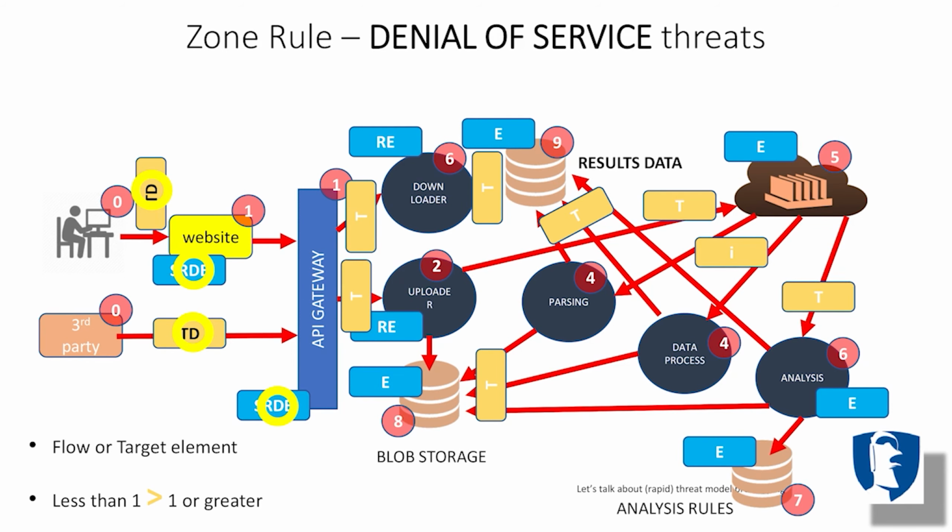And then finally, denial of service threats. Denial of service threats goes on the flow or the target element, and it'll happen where it goes from less than 1 to greater than 1. So in the case right here, we're finding that it's going to be at the API gateway and the website point right there, which is where we'd expect it to be. You might have denial of service threats happening deeper inside. However, the probability is they're going to be coming into the system where you have less control over the data.